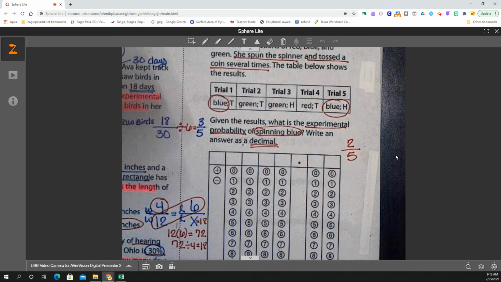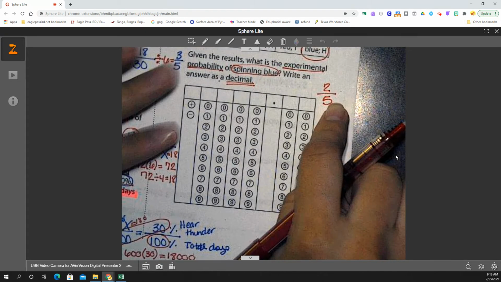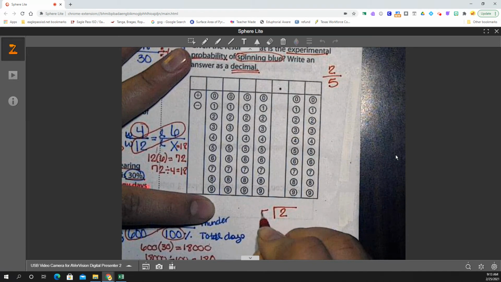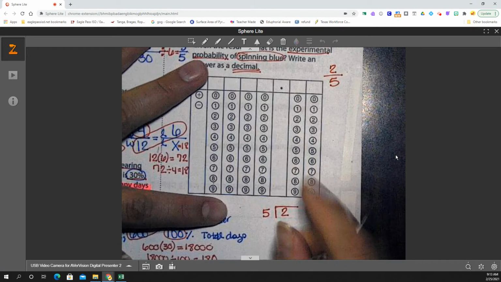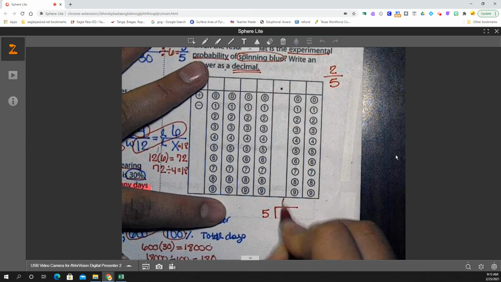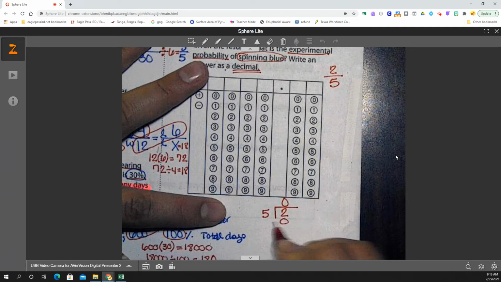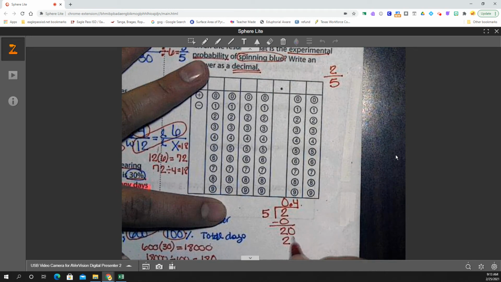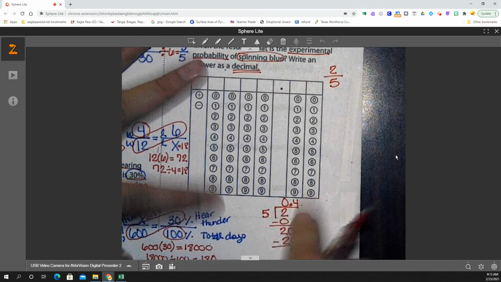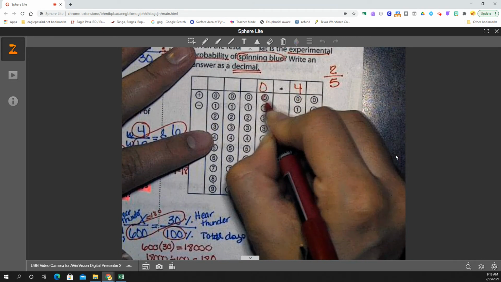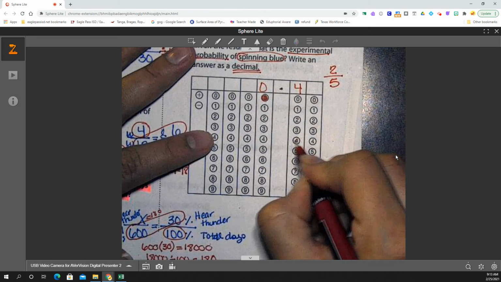So when you do that, all you have to do is make this into a decimal. To do that, you say 2 divided by 5. So 5 into 2 goes in 0. 5 times 0 is 0. 2 left. Add a decimal. Add a 0. 5 into 20 goes in 4. And 5 times 4 is 20. That's it. 0.4. Here's a point, so it's 0.4.